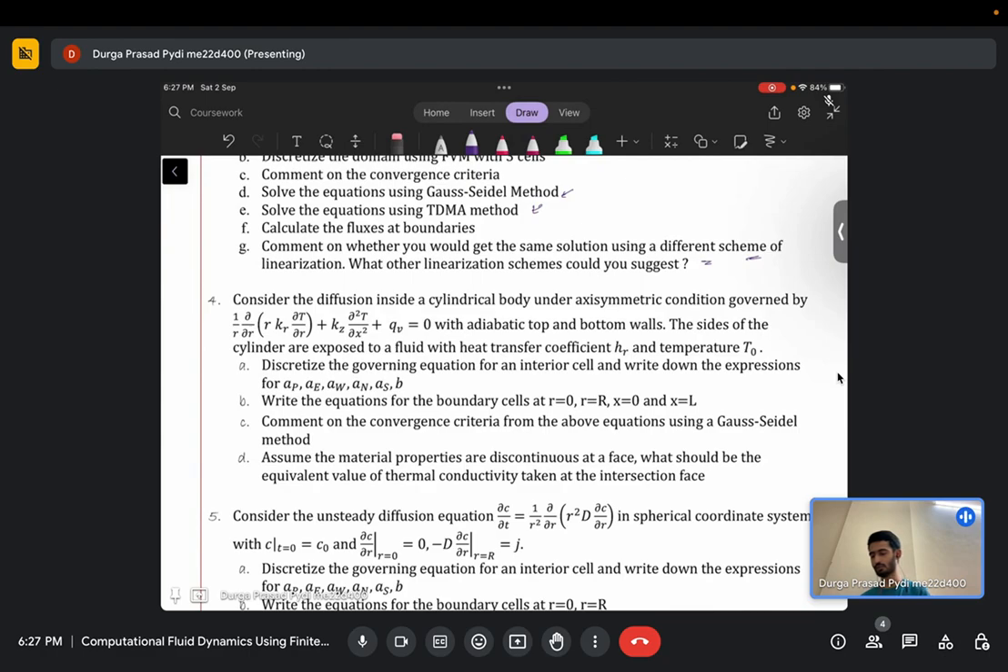So maybe I should ask one question. The Scarborough criteria is for convergence of an iterative method. So what do you think will happen if I use TDMA? TDMA is not an iterative method, it's a direct method. So will my choice of linearization affect the final solution using TDMA?